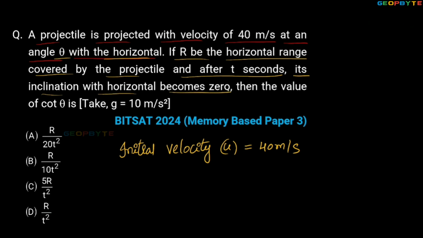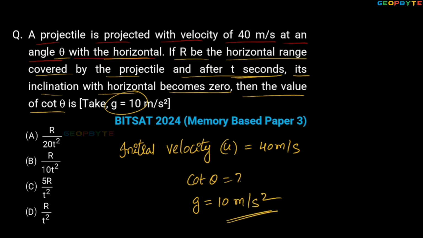You know, only at the topmost point it is having only the horizontal component of velocity, vertical component of velocity zero, for the projectile motion. At that topmost point, the projectile is making zero angle with the horizontal. So for that it is given the time taken is t. Then you are asked to decide what is the value of cot theta when g equal to 10 meter per second square. That is the question given.